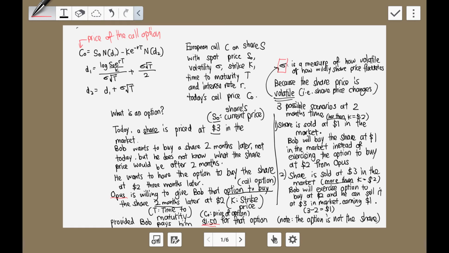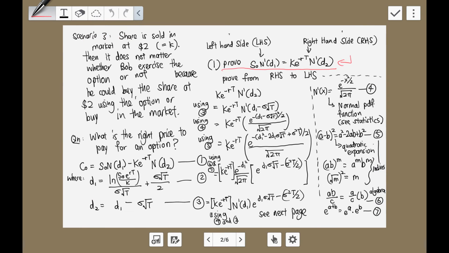All right, so the next thing to note is that the option is not the share. If you have the option to buy, it doesn't mean that you have the share. It's a different thing. The option and the share are separate. The option price and share price are separate. They are not the same thing. So in scenario 3, when the share is sold in the market at $2, it does not matter whether Bob exercised the option or not, because whether buying from the market or buying from Opus, it is still $2.